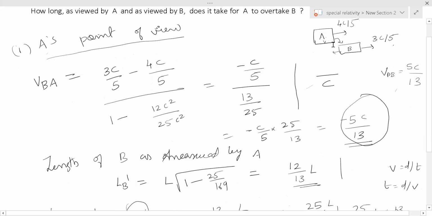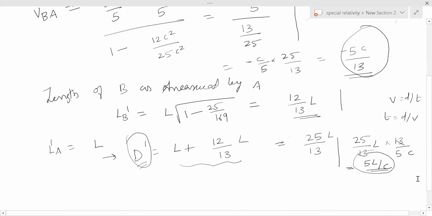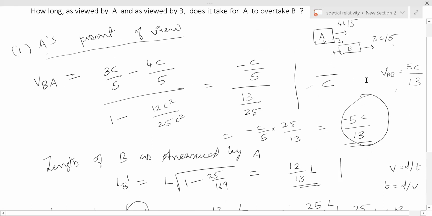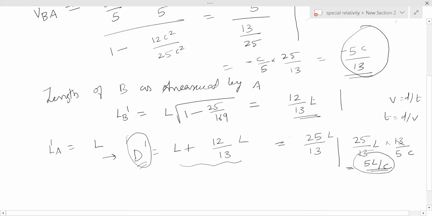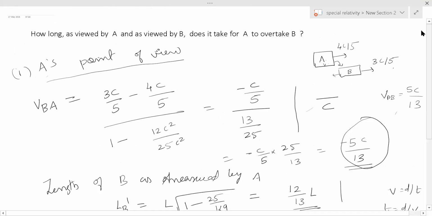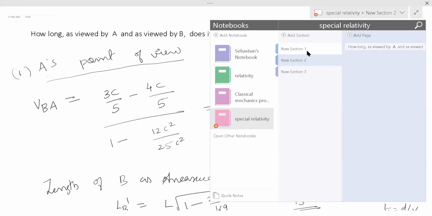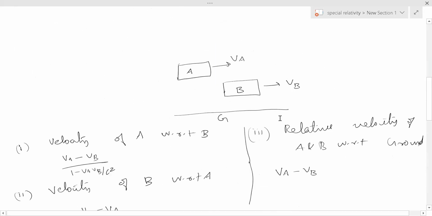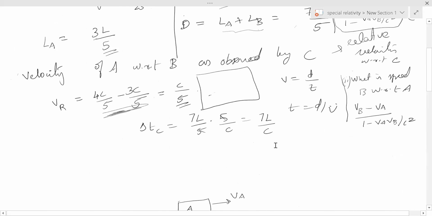A is saying that B is traveling at a speed 5c by 13 in the minus x direction. So according to B, the relative velocity would be 5c by 13 in the forward direction. The result you will get would be exactly the same, because the trains' proper lengths are the same. Both have proper length L. So in the end, you will get exactly the same result, that's 5L by c. And let's see what answer we got earlier. So here it is 7L by c.